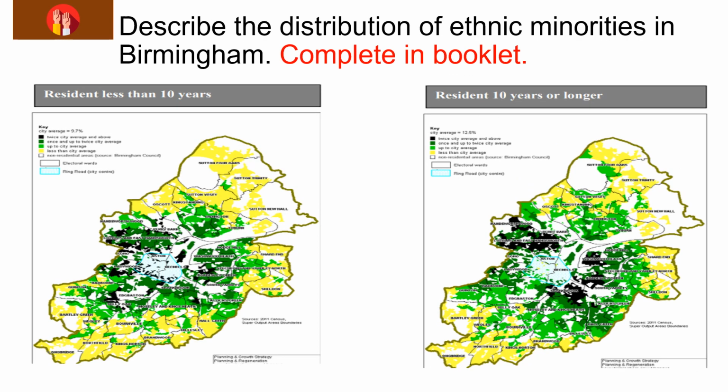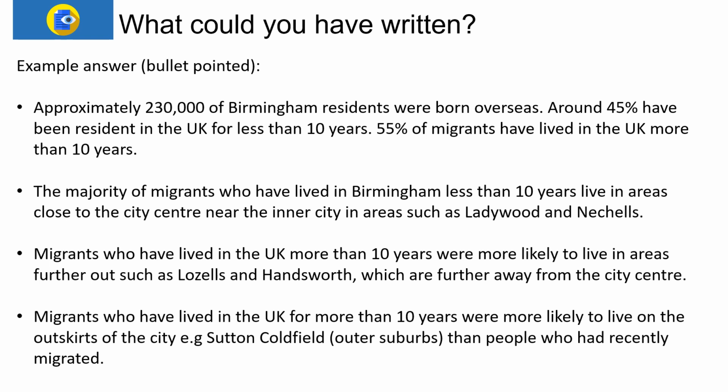We're now going to use these 2 choropleth maps to describe the distribution of ethnic minorities in Birmingham. We're going to complete our answer in our workbook. Your answer could look something like this.